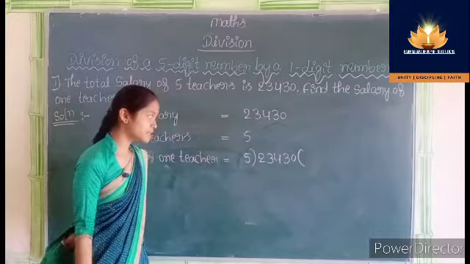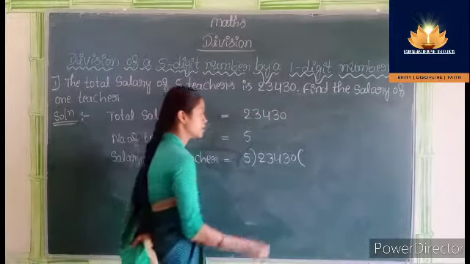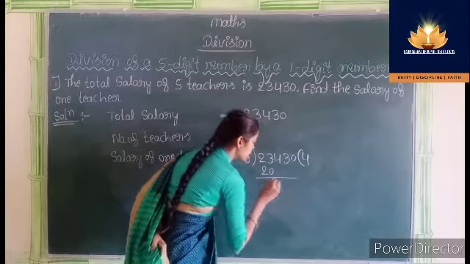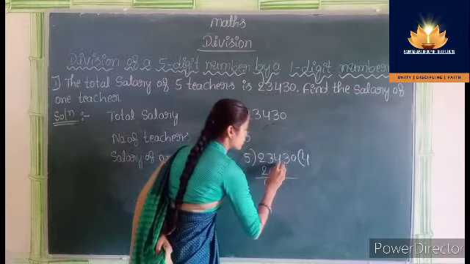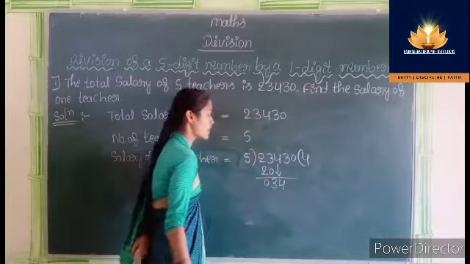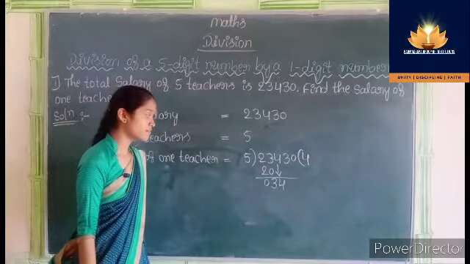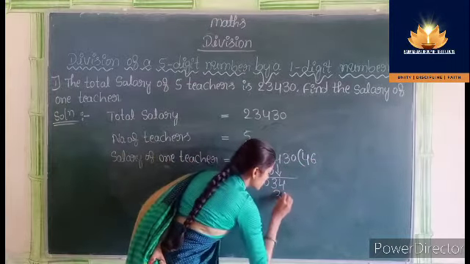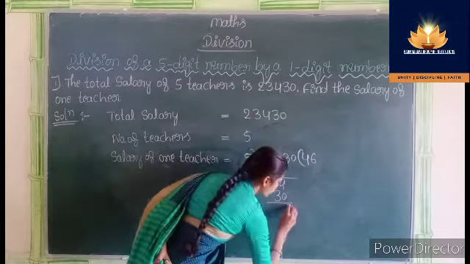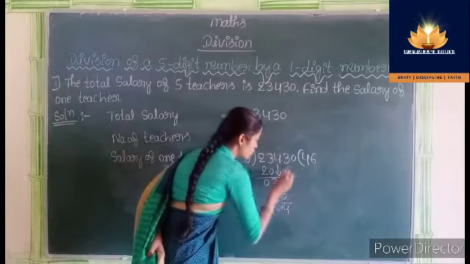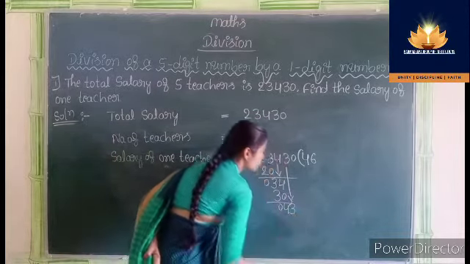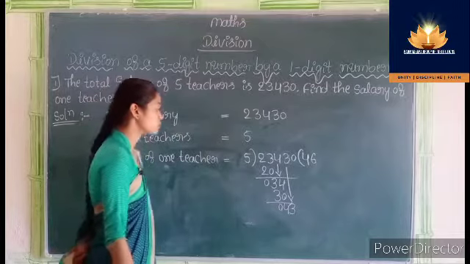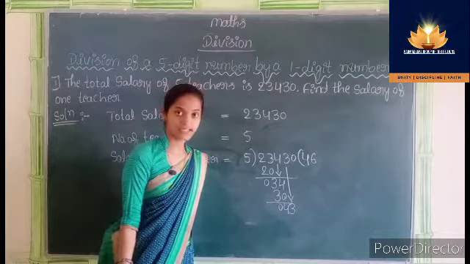5 fours are 20, 5 fives are 25, 5 fours are 20. 3 minus 0, 3. 2 minus 2, 0. Bring down this 4. 5 sixes are 30, 5 sevens are 35. We have to consider 5 sixes, that is 30. 4 minus 0, 4. 3 minus 3, 0. Bring down this 3. 5 sevens are 35, 5 eights are 40, 5 nines are 45.